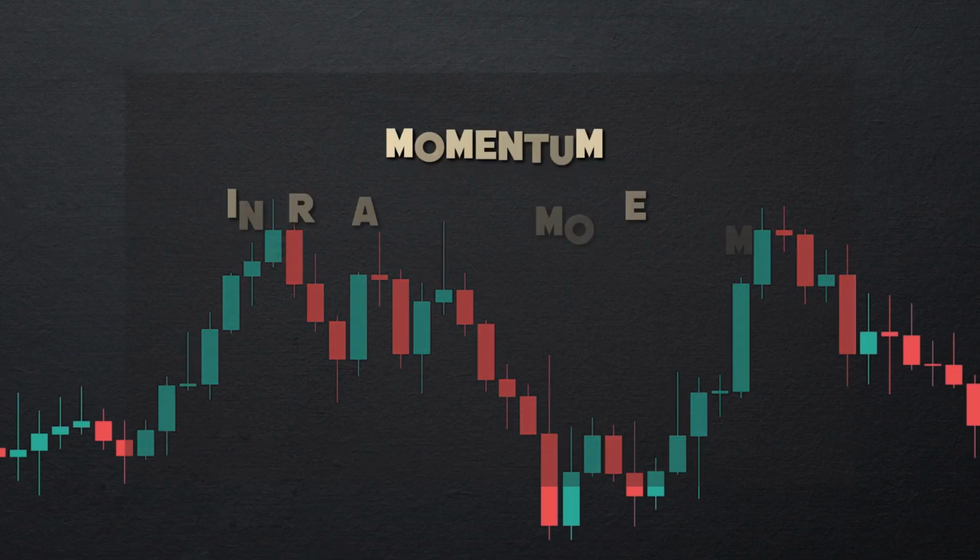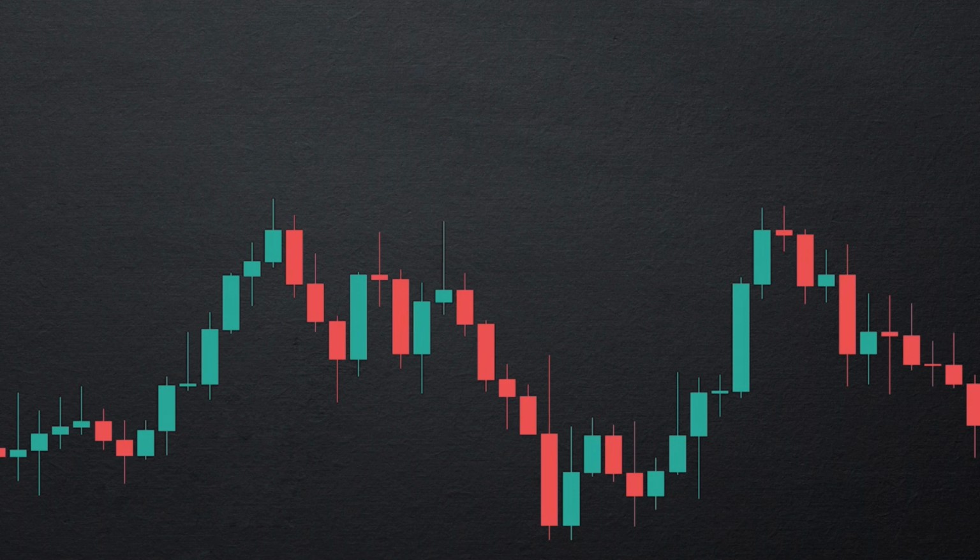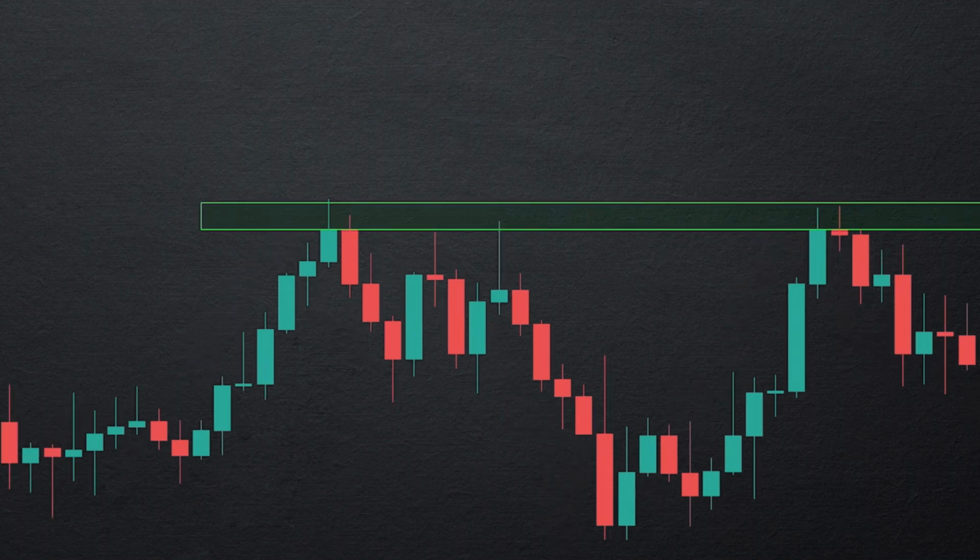How can you predict if a chart that's slowly creeping upward is about to make a massive, explosive jump? Well, the answer lies in momentum. Momentum is the rate and speed at which the price is moving. It reveals the underlying hidden strength of the buyers or sellers in the market.